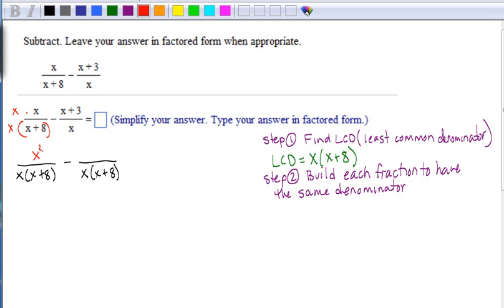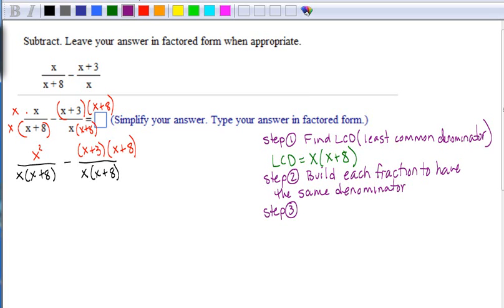The same thing here. This is missing an x plus 8, so I'm going to multiply the bottom by x plus 8. And if I multiply the bottom by x plus 8, I must multiply the top by x plus 8 as well. So this would become an x plus 3 with an x plus 8.